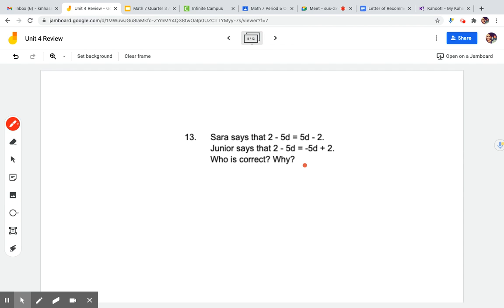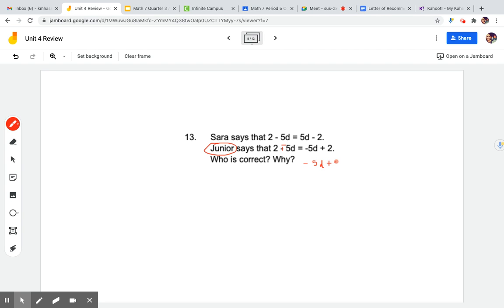Sarah says 2 minus 5d is the same as 5d minus 2. Junior says that 2 minus 5d is the same as negative 5d plus 2. Who is correct and why? Junior is correct because, remember, we can change subtraction to adding the opposite. That keeps it equivalent. And now that it's addition, I can use commutative property and say negative 5d plus 2. It's a positive 2, so we can say plus 2.